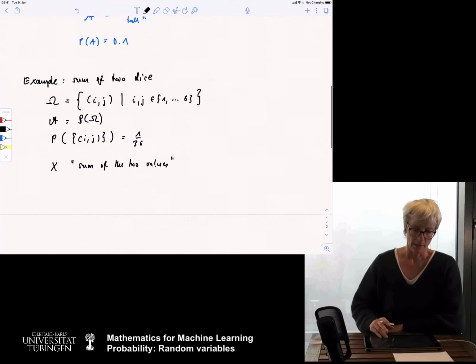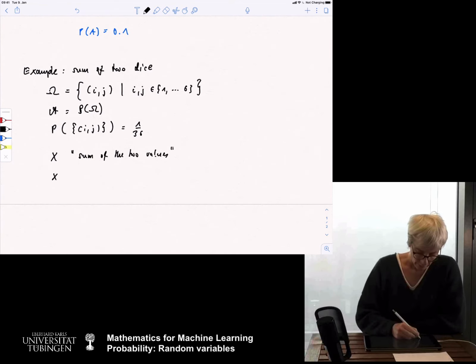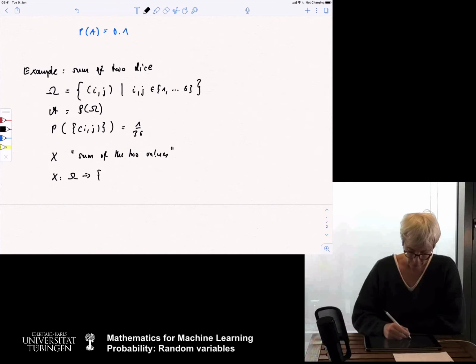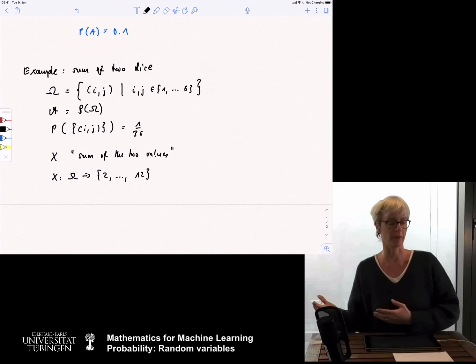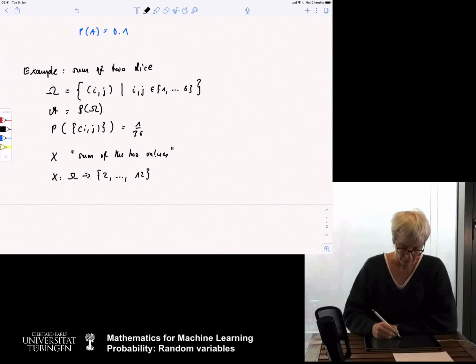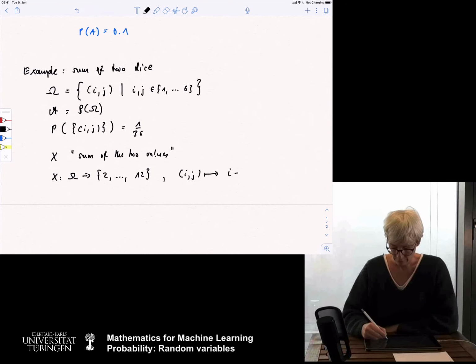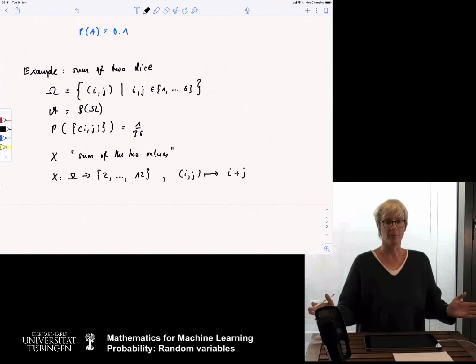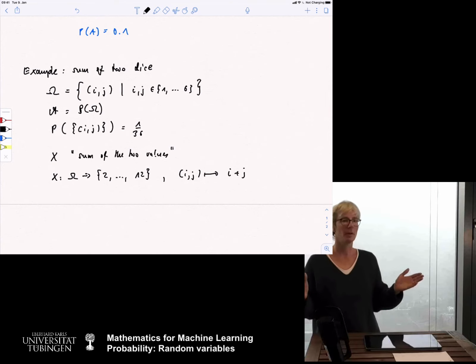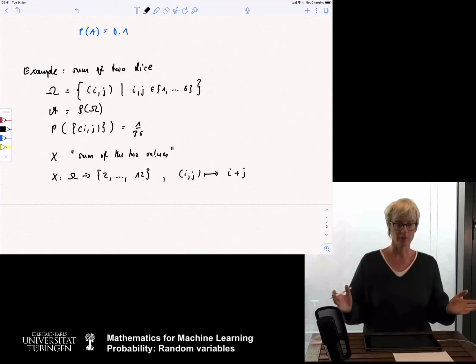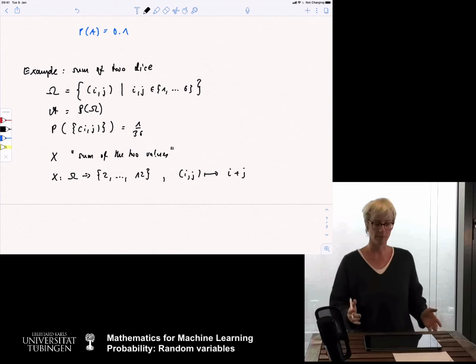And now how do we do that formally? Formally, X is a mapping that goes from omega to the space 2 to 12. These are all the possible values the sum could take. And we simply map the pair (i, j) to the sum i plus j. So this is the mapping. A random variable is a mapping. We have now defined it. And now we formally need to check that this mapping is measurable.